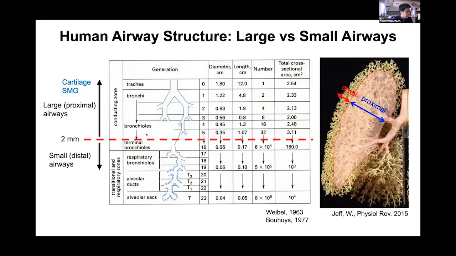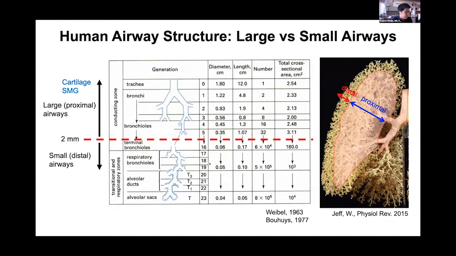The threshold, the cutoff between human large and small airways, is 2 millimeters. Airways bigger than 2 millimeters have cartilage and submucosal glands. Smaller airways than 2 millimeters are classically defined as small airways. One feature of small airways is that even though the diameter is really small, the airway is divided 23 times down to the alveoli.